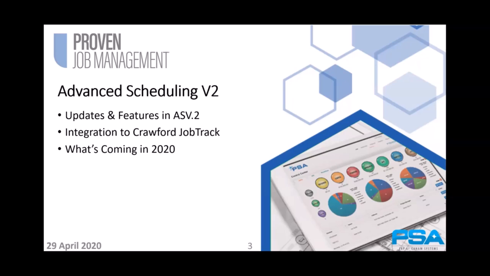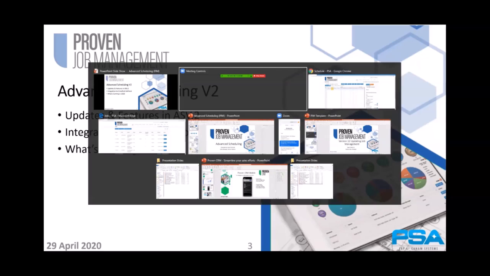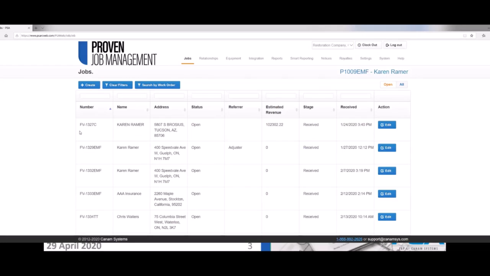Now, for some of us who are in this session, you may not know what advanced scheduling is. So I'm going to talk a little bit about the advanced scheduling, where you can find it and how it works. And then we'll jump into the update that is coming in the next month and a half. So starting off, I'm going to start from our main menu in Proven Job Management, and I'm going to take us onto our work order screen.